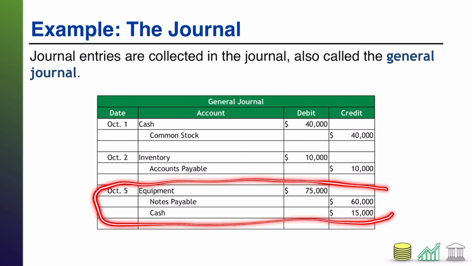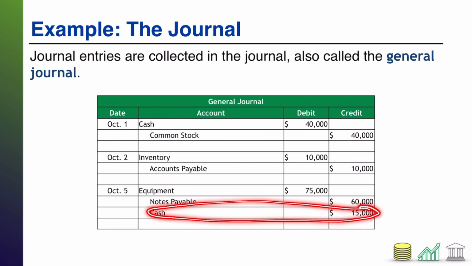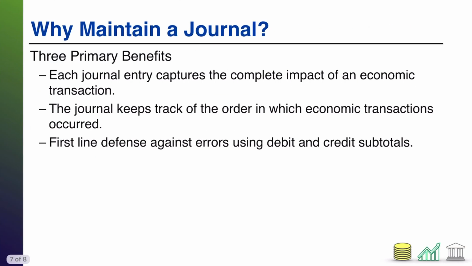Look at the last one that we did. I see debit equipment, $75,000. Okay, we have a piece of equipment worth $75,000 that we didn't have before. Why do we have it? Well, we gave up $15,000 in cash, and now we owe someone $60,000. So we financed part of it, we paid part of it up front, we now have equipment. You can look at a journal entry and you can see exactly what transpired on any given day. And you can see the order that the events occurred in.